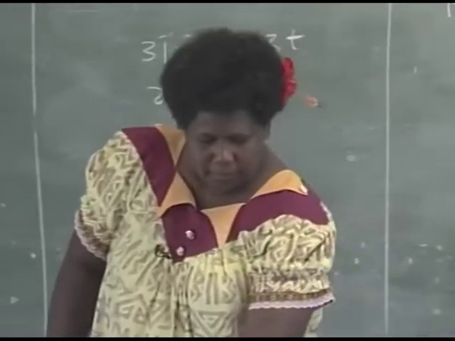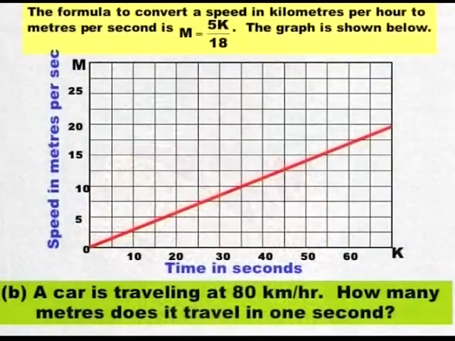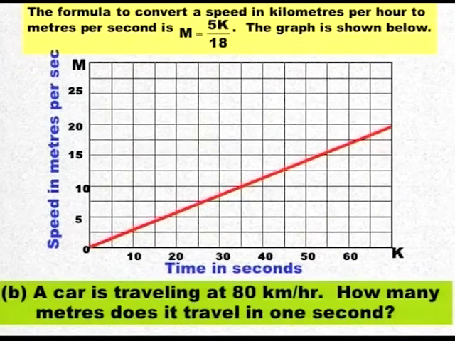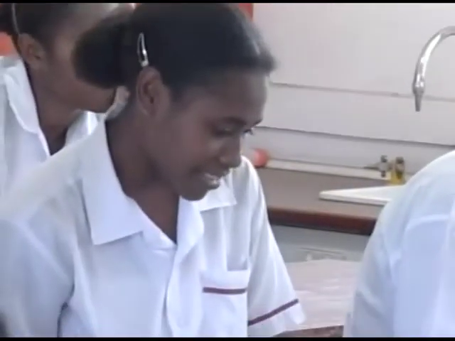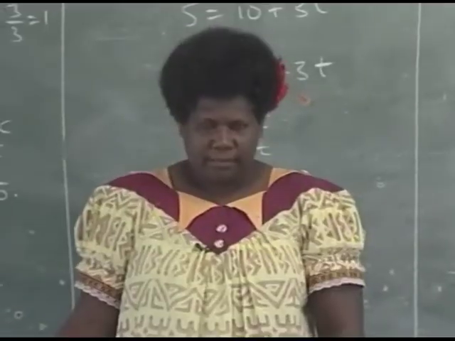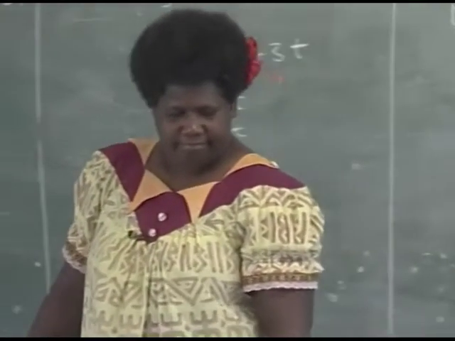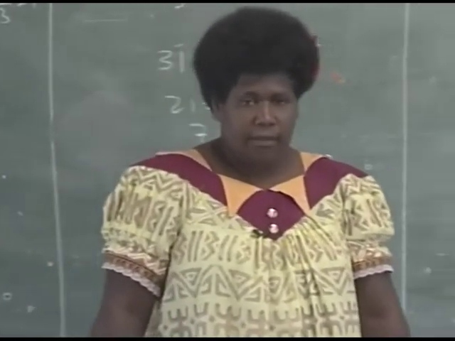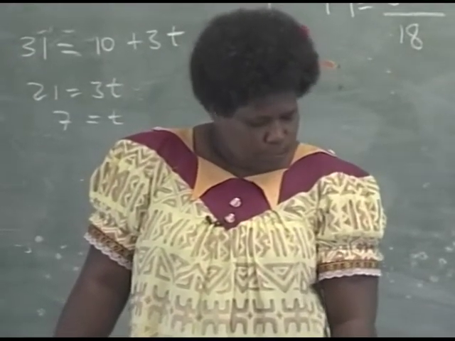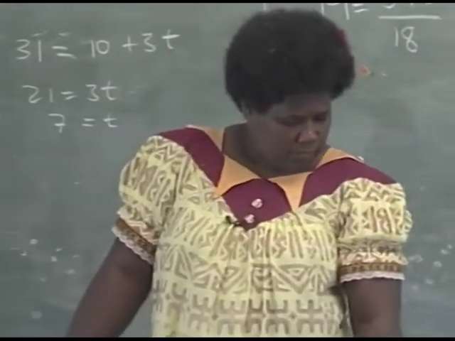Okay, next one. A car is traveling at 80 kilometers per hour. How many meters does it travel in 1 second? Which means you've got to convert 80 kilometers per hour to meters per second. Natasha? 22.2 meters per second. Okay, that's 22.2 and the 2 is recurring, if I'm correct.